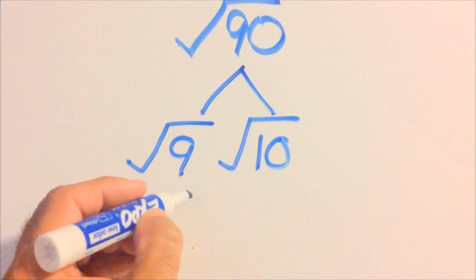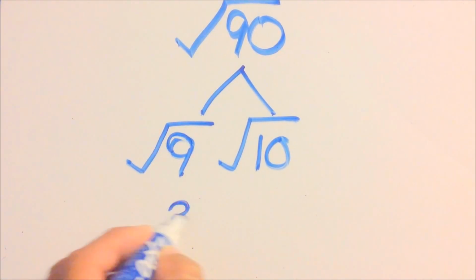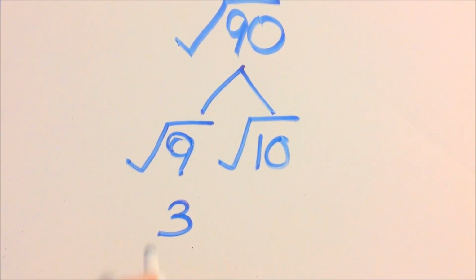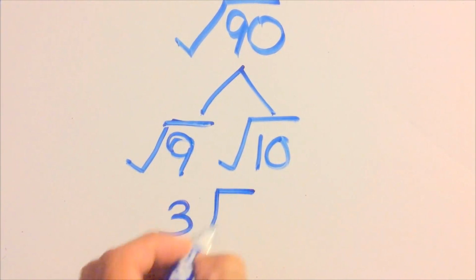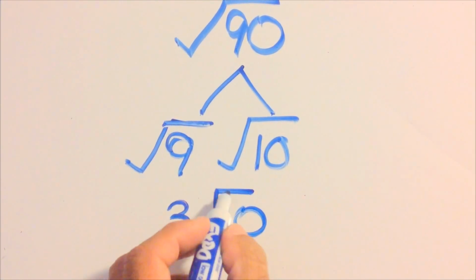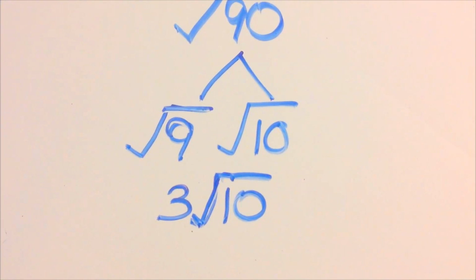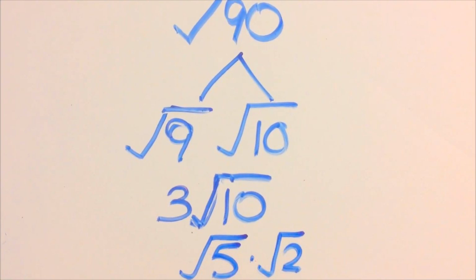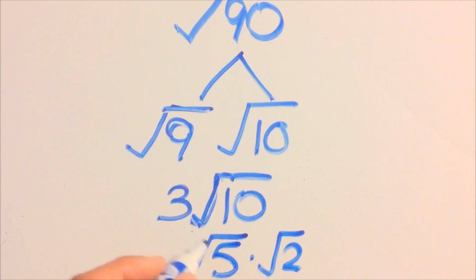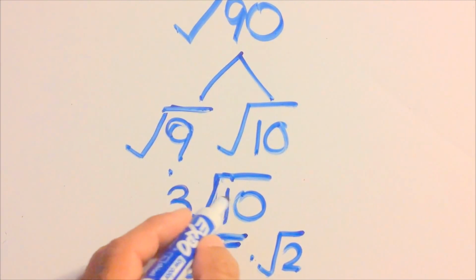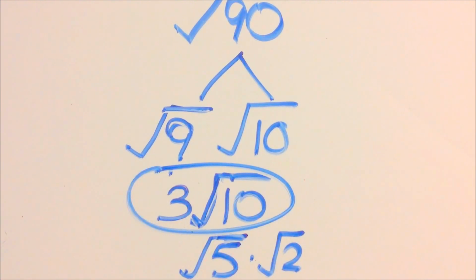And we did this in the last video. And we know the square root of 9 is 3, and the 3 is free of the radical. And then we have the square root of 10. And we can't do anything more to the square root of 10. Now if you said, well, the square root of 10 is the square root of 5 times the square root of 2, that is true, but you can't break down the square root of 5 or the square root of 2. So it's easier just to leave it like that.